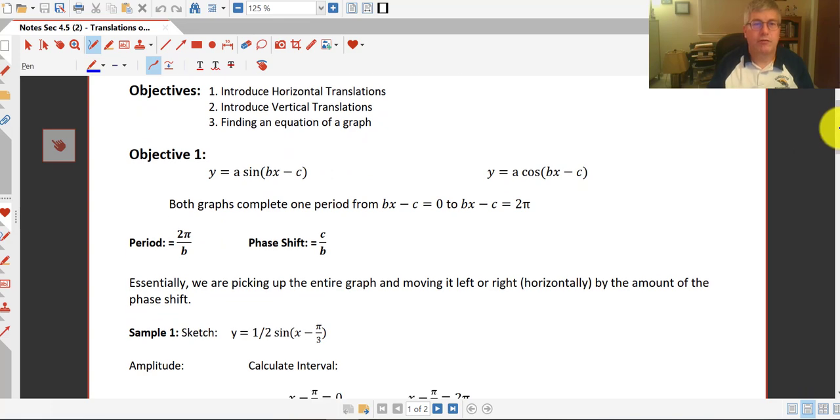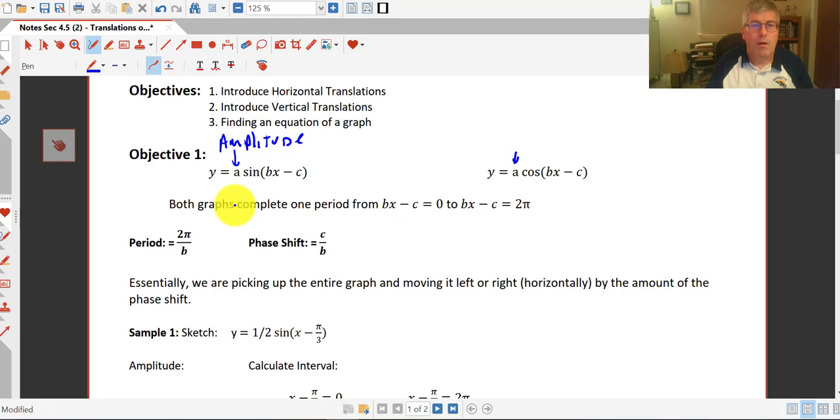So let's take a look at our first objective here, and we're going to look at the sine and cosine curves. So we have y equals a sine of bx minus c. This whole bx minus c is a little bit different than what we've seen before. A is still going to be our amplitude, so that's not going to change things. Whether it's sine or cosine, A is still going to be the amplitude. And B is going to impact the period. It's not our period, but we use it in calculating the period, 2 pi over B. And our phase shift is going to be C over B.